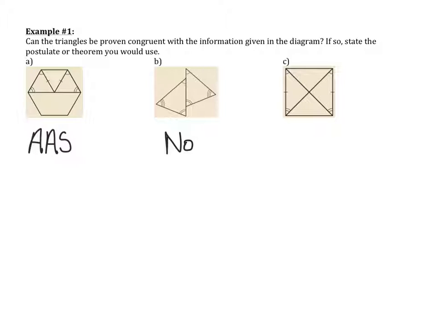And part C, I have a pair of congruent angles, a second pair of congruent angles, and the side in between them, so the included sides are congruent. So I can prove that these two triangles are congruent by angle-side-angle, which again is different than angle-angle-side, since the sides that were congruent were in between the two angles that were congruent.